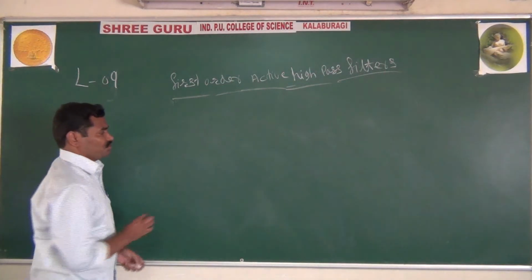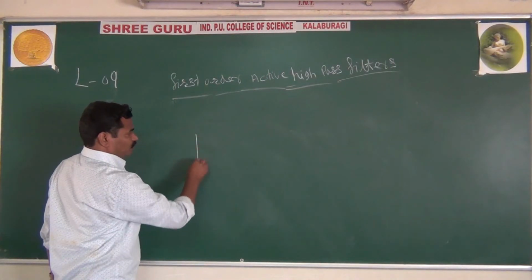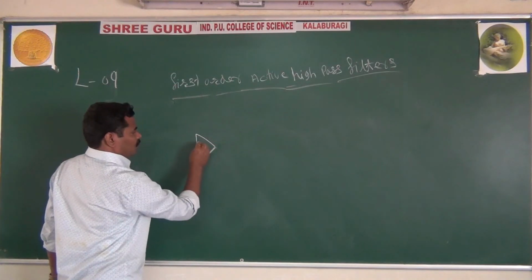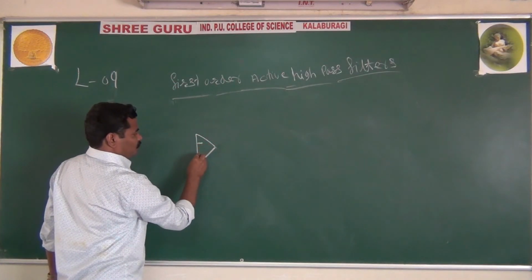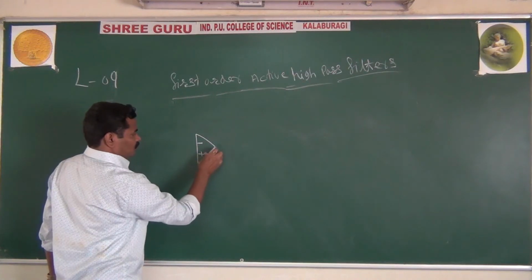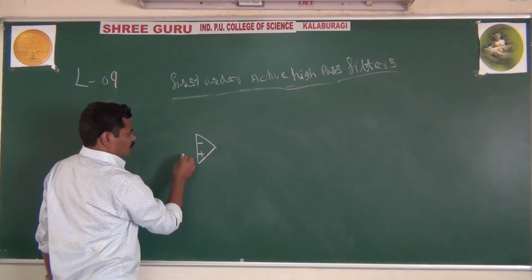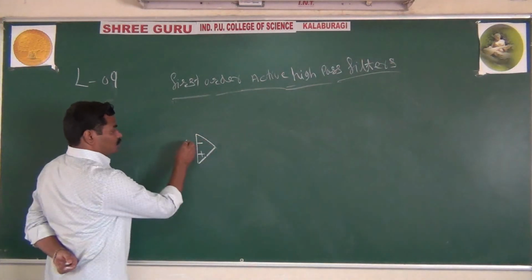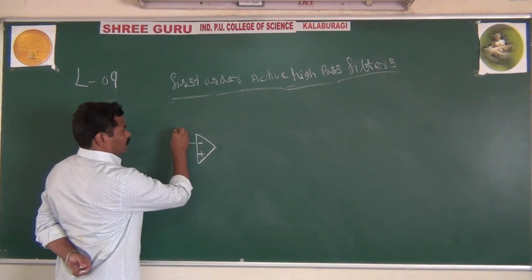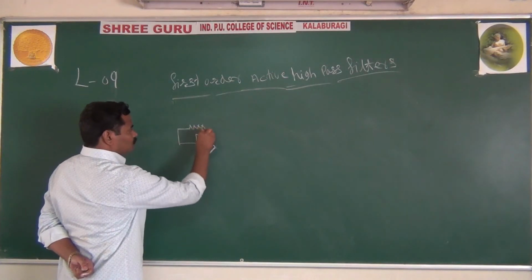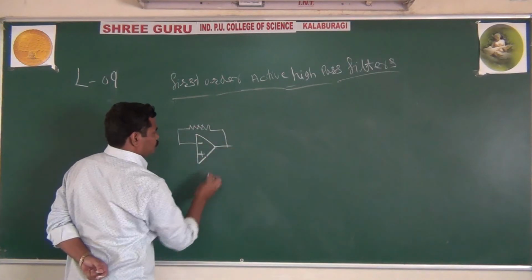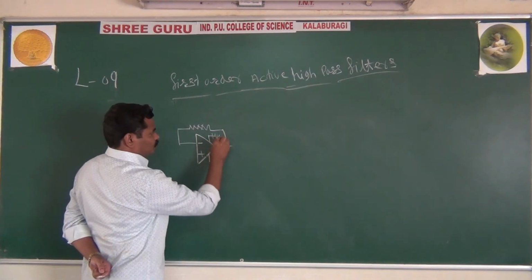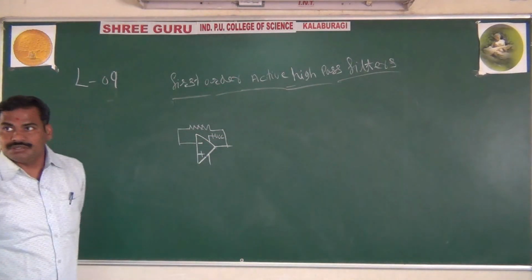And once again we are using the same diagram here, with a very small change. As I said, we only interchange the capacitor and resistor. We only interchange the places of the capacitor and resistor. As usual, everything else is the same. Here is the feedback resistor. This is your positive VCC.